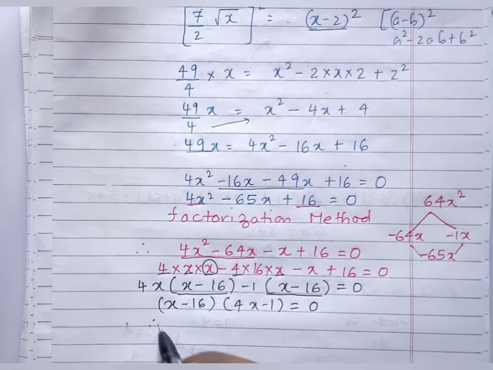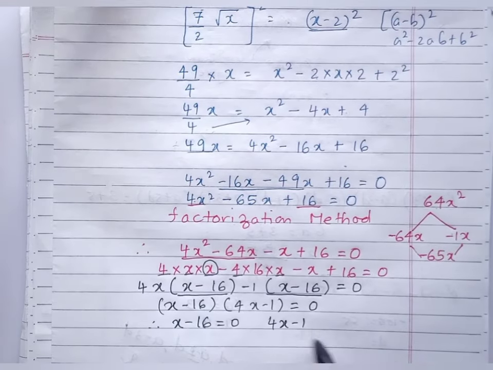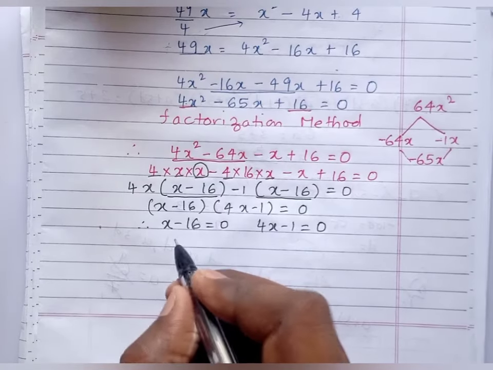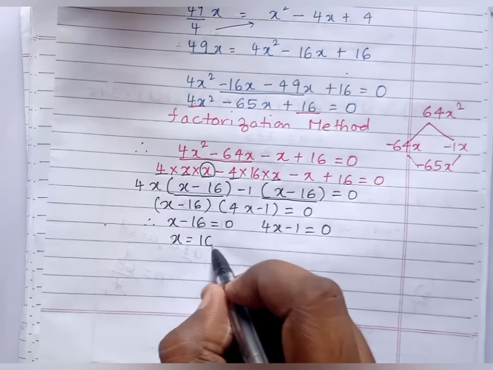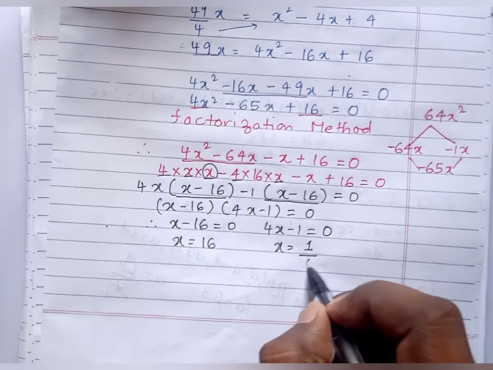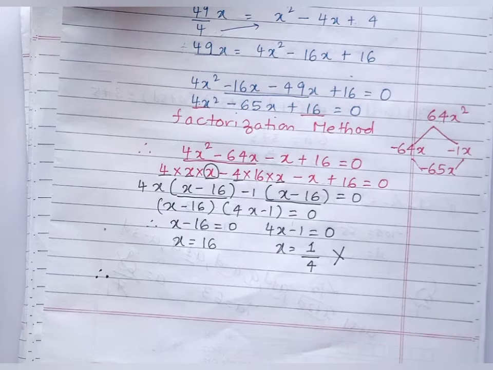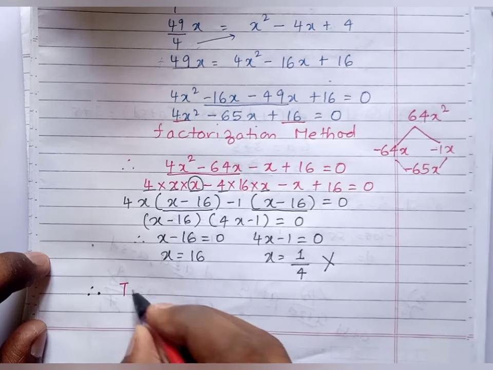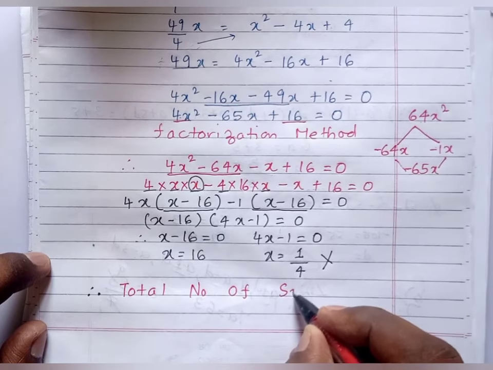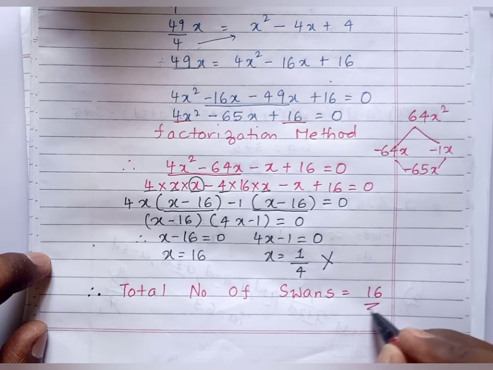Now equating individual terms to 0. X minus 16 equals 0. 4x minus 1 equals 0. So shifting minus 16 to RHS, what you get? X equals 16. Same way 4x equals 1, shifting plus 1, x equals 1 divided by 4. So x cannot be a fraction. Therefore, the total number of swans is 16.